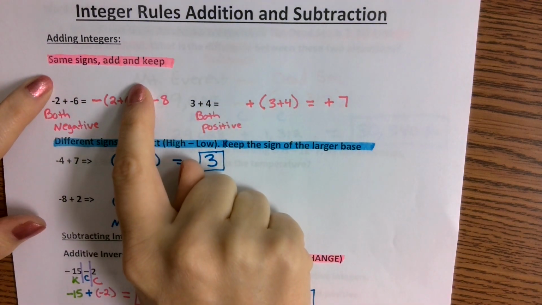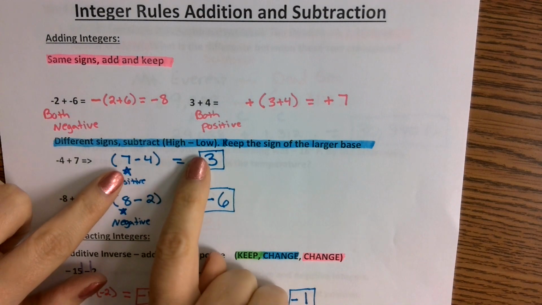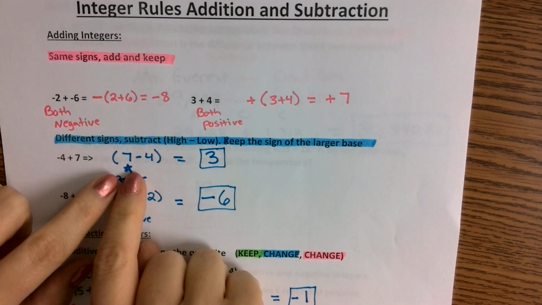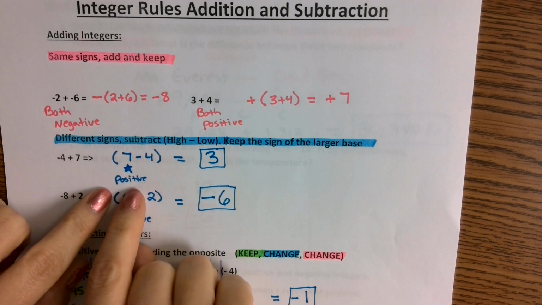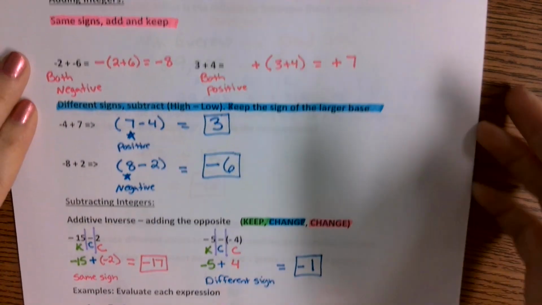If it is the same sign, we add and keep the signs. If it's different signs, we subtract in order of high minus low. And then whatever your high base value's sign was will be the sign for your answer, for your solution as well.